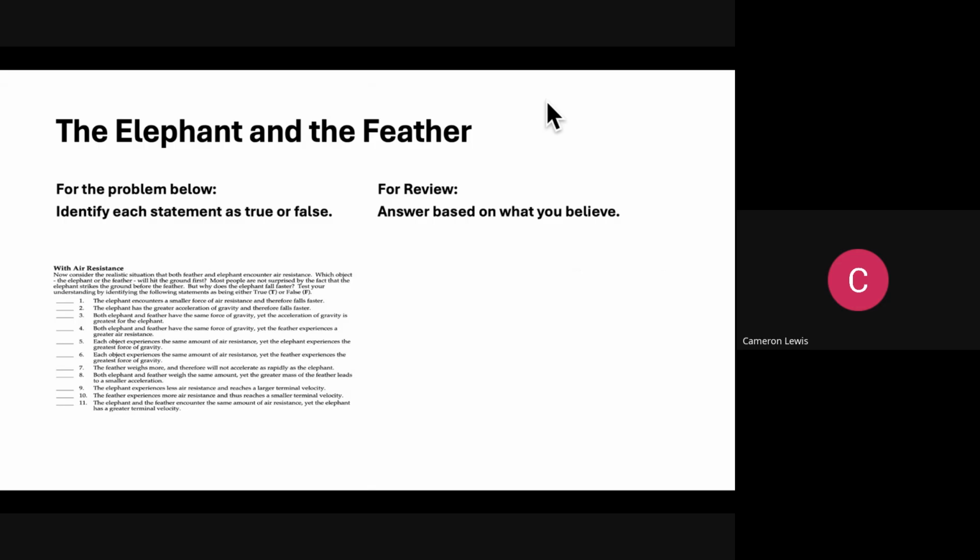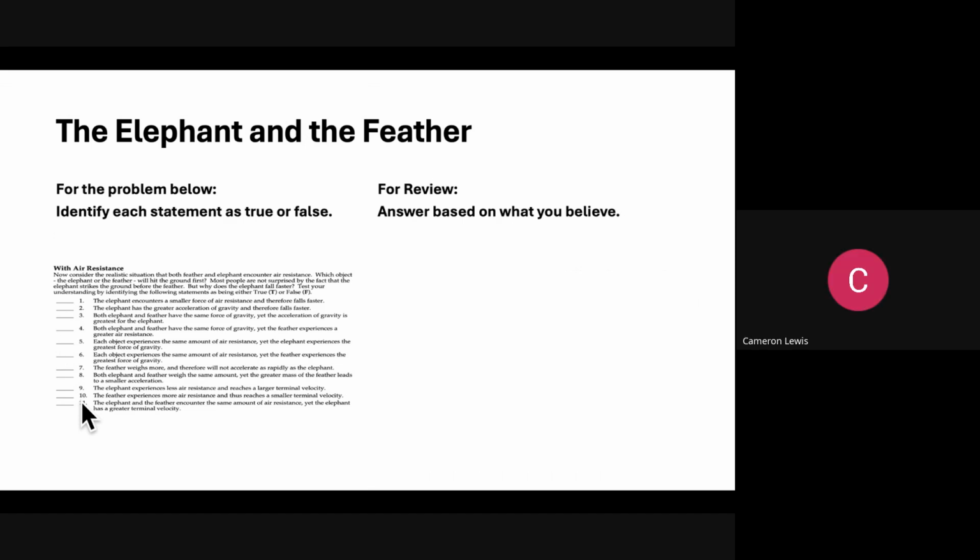Okay. The elephant and the feather incur the same amount of air resistance, yet the elephant has a greater terminal velocity. That's false. And then for 10, I want to put true. We got a false, and you said 10 for true. So really all of these we said false except for 10. What are we going with? I put true for 1 and 3.